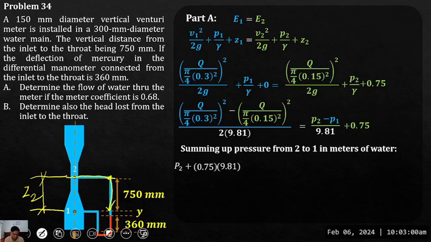Tapos, yung Y, tubig pa rin yan. Pwede mong gawin 0.75 plus Y, pwede ding ibahin mo, Y times 9.81. Pareho lang yan. Tapos, baba tayo ulit ng 0.36. Times yung height natin times gamma. Mercury po yan. So that is specific gravity na 13.6 times unit weight ng water na 9.81.